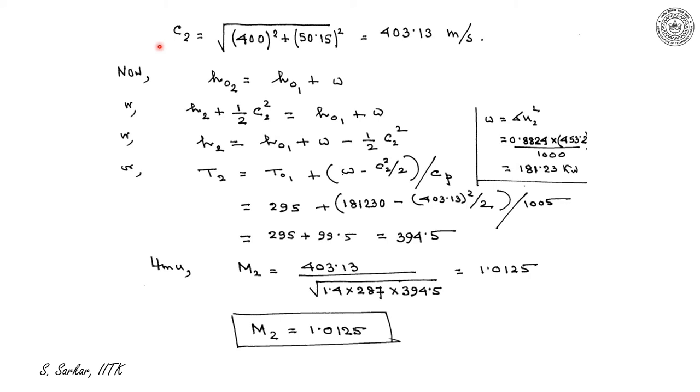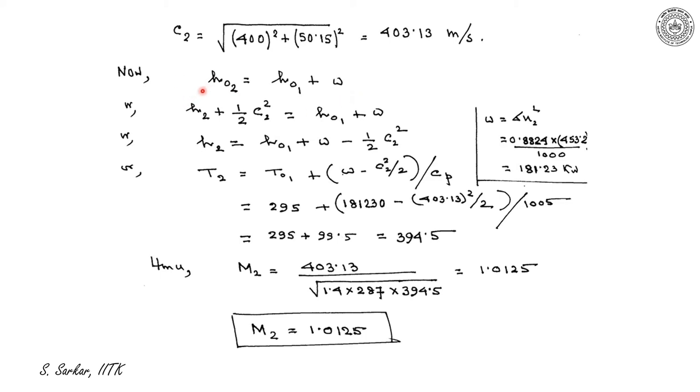Now C2 can be stated as root over C theta 2 square plus CR square from the velocity angle. Thus it would be root over 400 square plus 50.15 square. So I got the value of C2 as 403.13 meter per second.